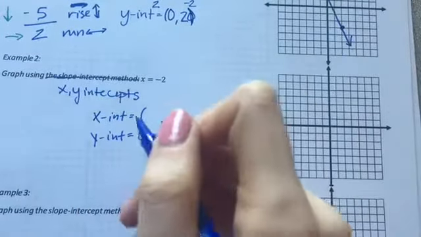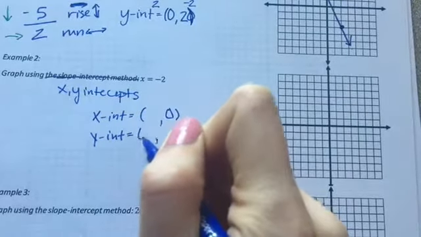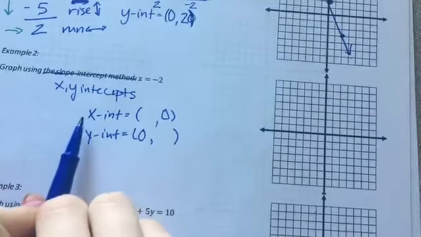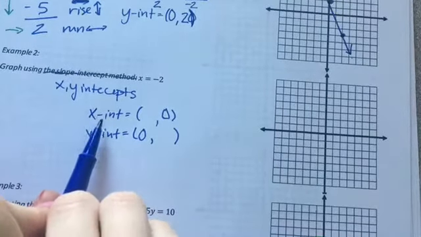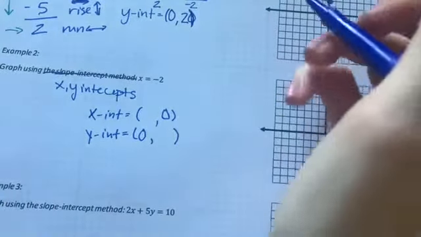To find an x-intercept, we plug what in? We plug 0 in for y, right? To find a y-intercept, we plug 0 in for x. So let's do it. If we're finding the x-intercept, if you plug 0 in for y, is there a place to plug 0 in for y?